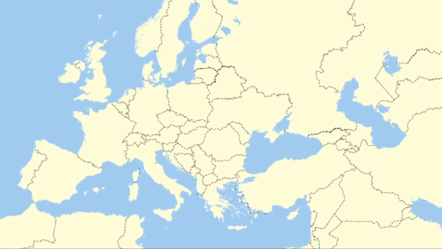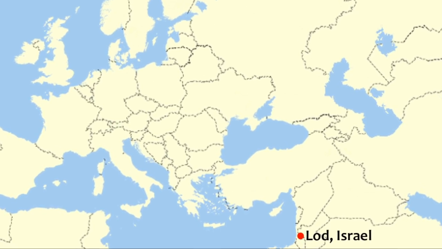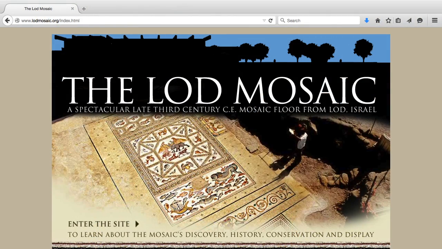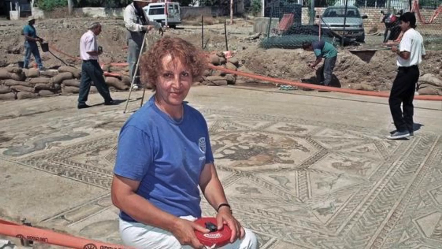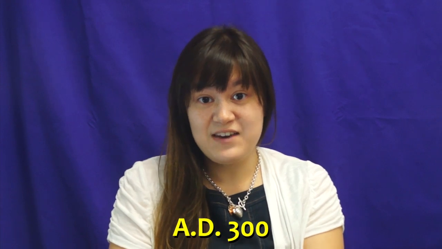We're now going to look at a very large mosaic that was found in Lod, Israel. It's so big that it even has its own website. Look at the size of these people in comparison to the mosaic. This square section is 13 feet wide. The archaeologists who found it believe that it was made for a very wealthy Roman in Israel around AD 300. That was 1,700 years ago. Long time ago, right?